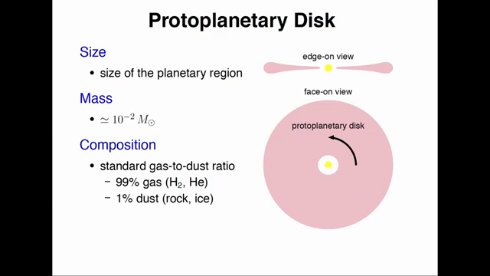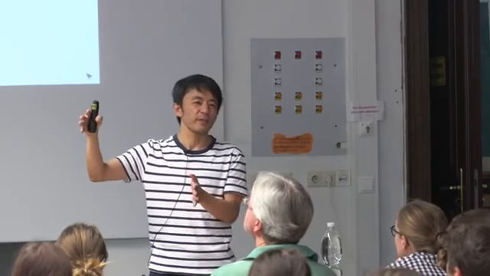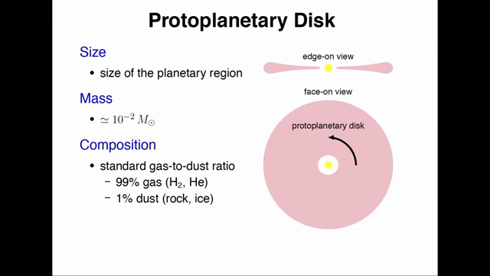So from Inga's talk, we already learned about the latest picture of the protoplanetary disk. But for the standard disk model, we just assume this very simple protoplanetary disk. So the size is about the same size of the planetary region. In the solar system case, maybe the radius is 30 AU, and mass is about 1% of the sun. And the composition is same as the sun, which means the dust to gas ratio is only 1%, right?